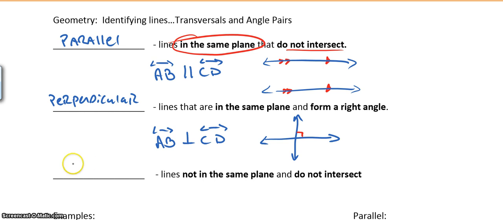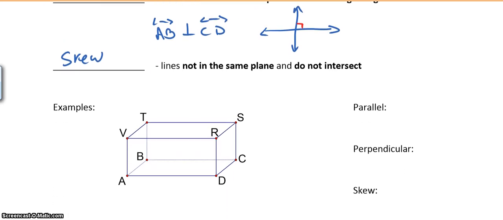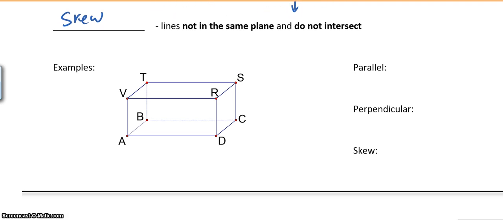Now the last one we talk about is skew. Skew lines are not in the same plane and do not intersect. Now skew lines are a little different and you probably haven't seen them before, so the best way to show you is when we get down to the diagram here. So in this diagram we're going to talk about parallel, perpendicular, and skew lines. So you really have a concrete example to understand it.